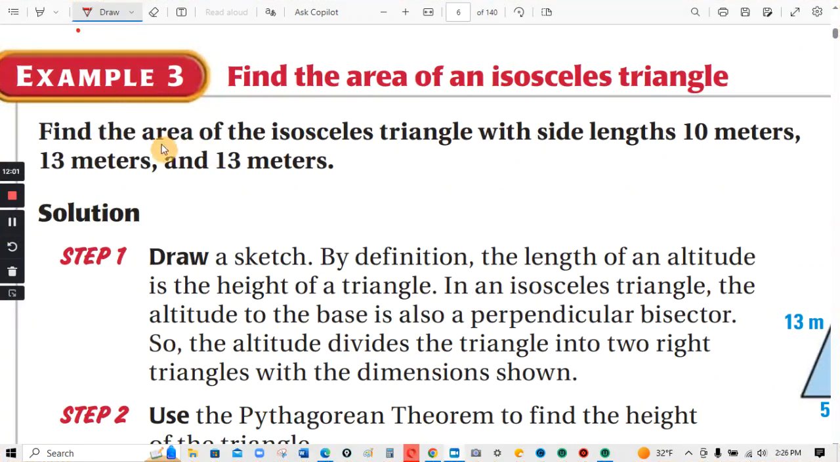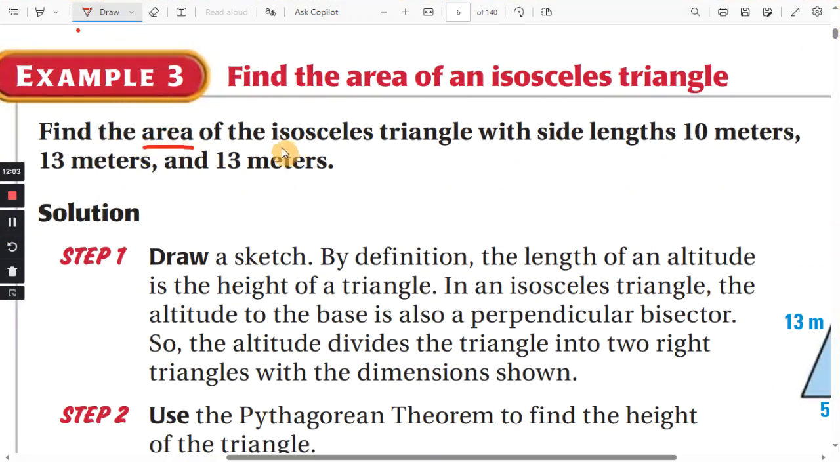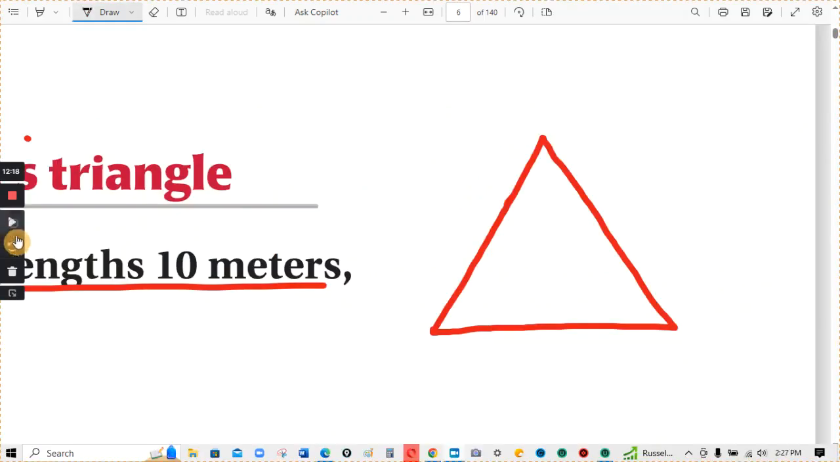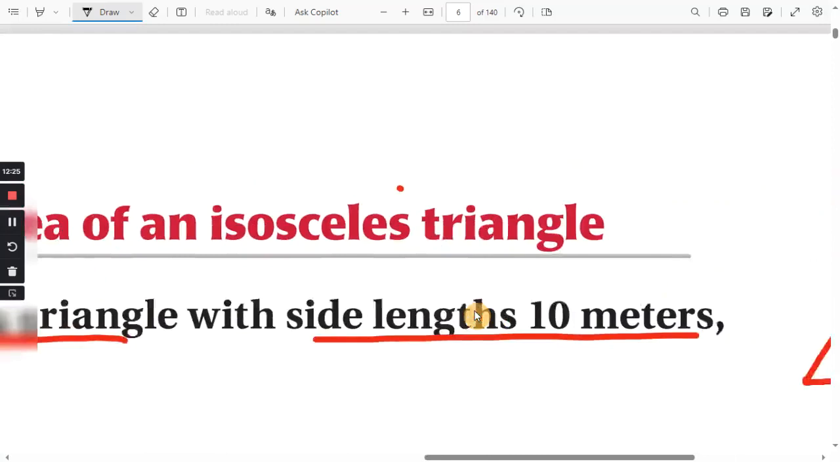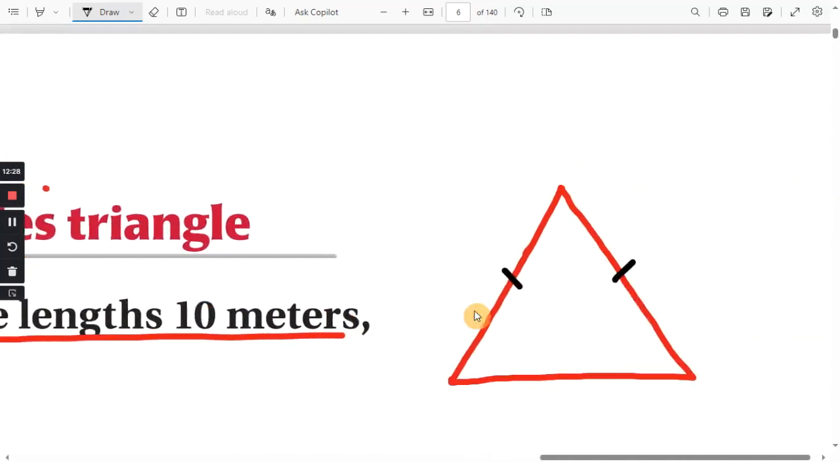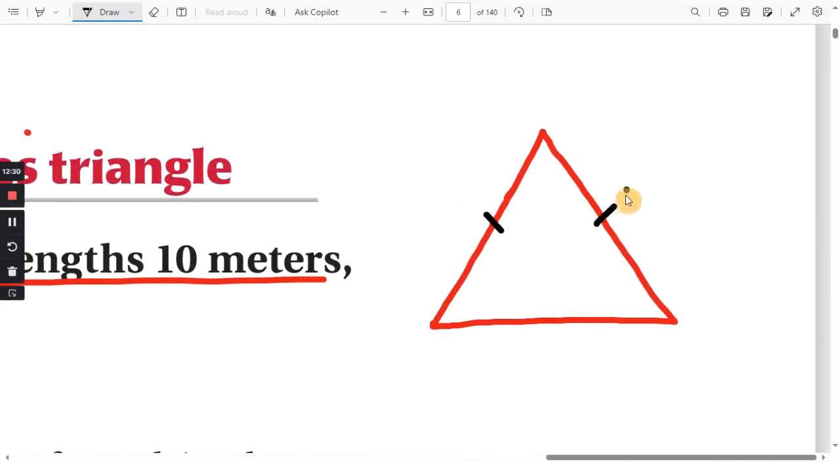Example 3, find the area of an isosceles triangle with side lengths 10, 13, and 13. Okay, I am going to draw this first. Side length 10, 13, and 13. They're all in meters. I'm going to leave that off for now. All right, isosceles triangle, it basically has 2 or at most 3 congruent sides. And they said the side lengths are 10, 13, and 13. So I'm going to make this 13, and I'll make this 13, and I'll make this 10.